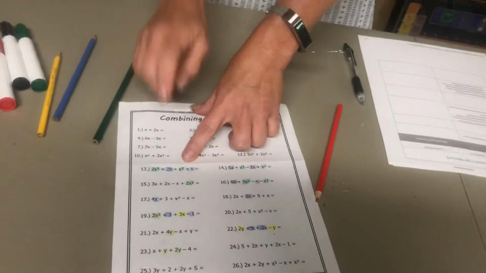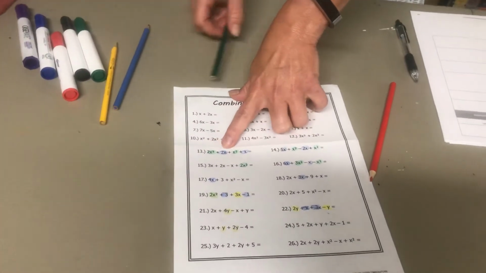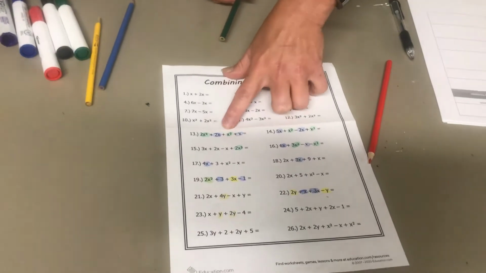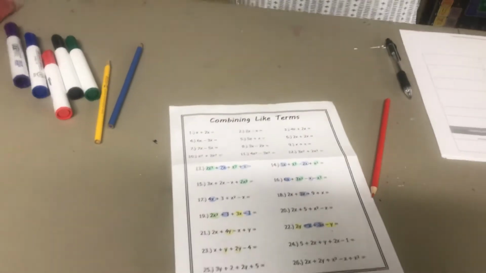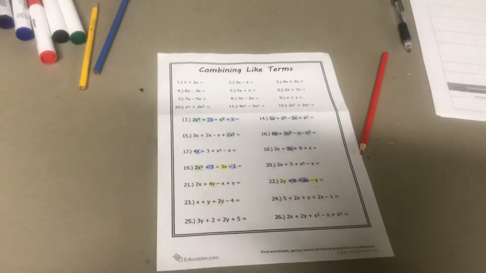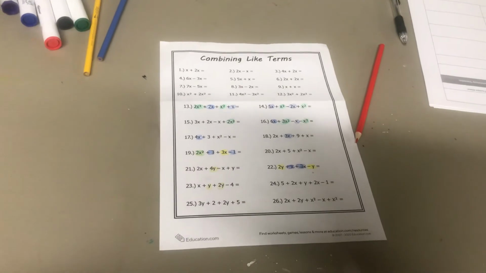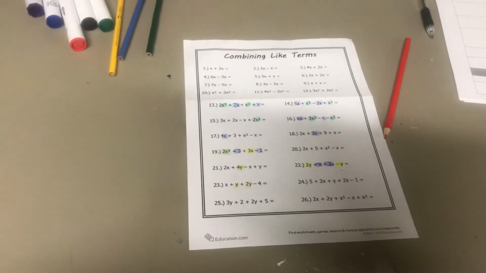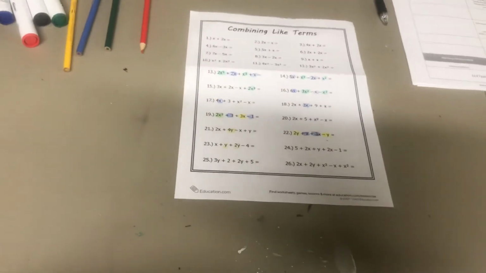If you were a kid that liked animals, I might say to you, all the green x squareds are cats. All the blues are dogs. All the yellows are crocodiles. They can't go in the same pen together. They can't be friends. They can't be in the same area. So, let's look at problem number 19.